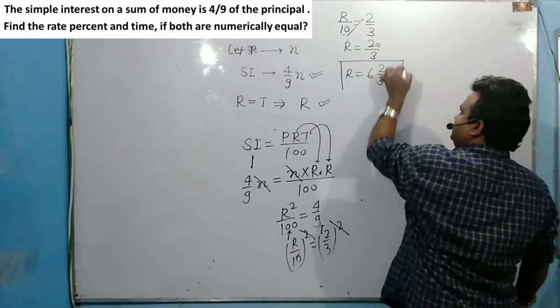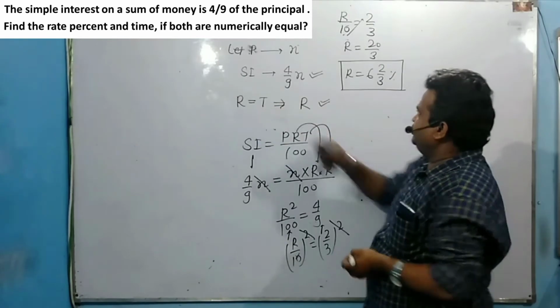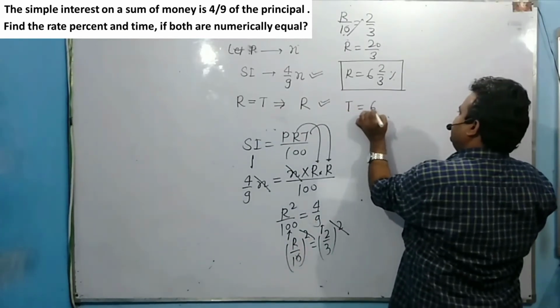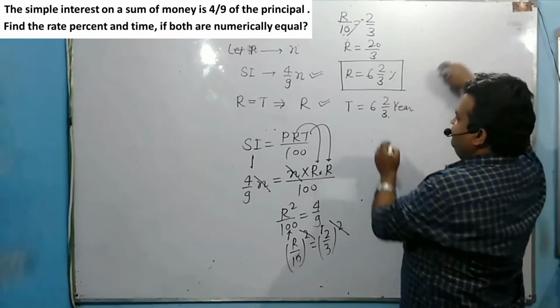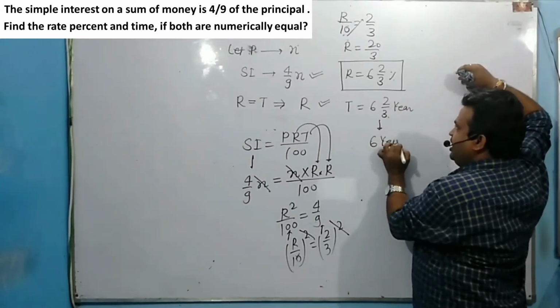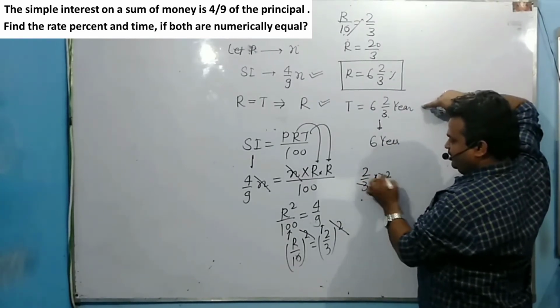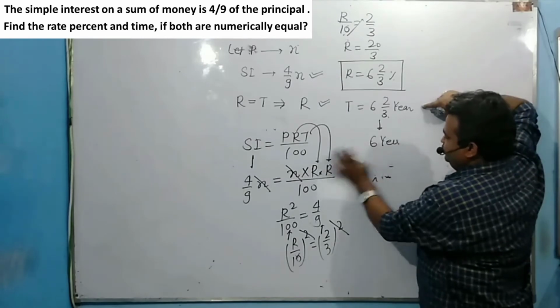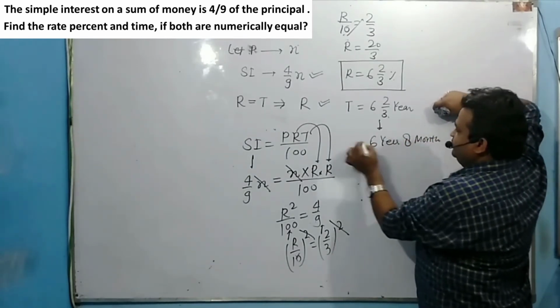So this is the rate value. So rate is equal to time also. So what will be my time? 6 2 by 3 years. So you can convert this into years and months. 6 years is fixed, so 6 years. And what is 2 by 3 year in months? So 2 by 3 multiply by 12, you will get 4 into 2. So 6 years, 8 months. This will be the time.